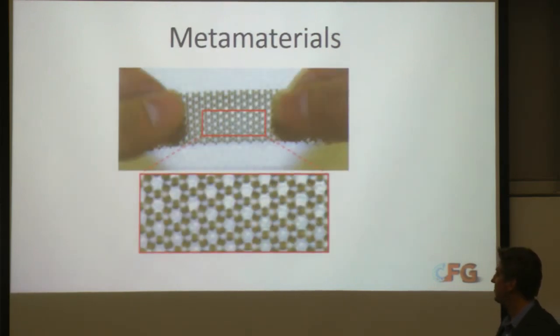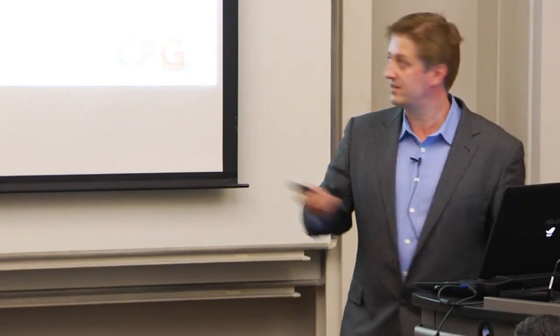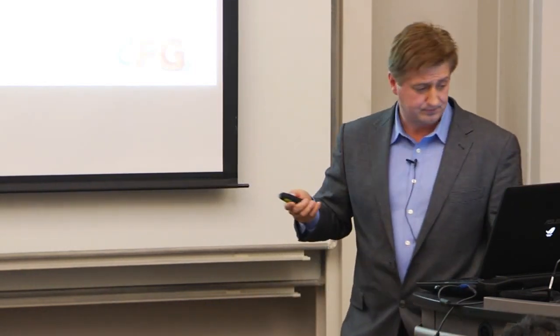You can start printing different metamaterials. For example, you can print structures that have both empty space and rigid and elastic materials. And you can build structures that, for example, have negative Poisson ratios, such that when you stretch them, this direction is going to expand.